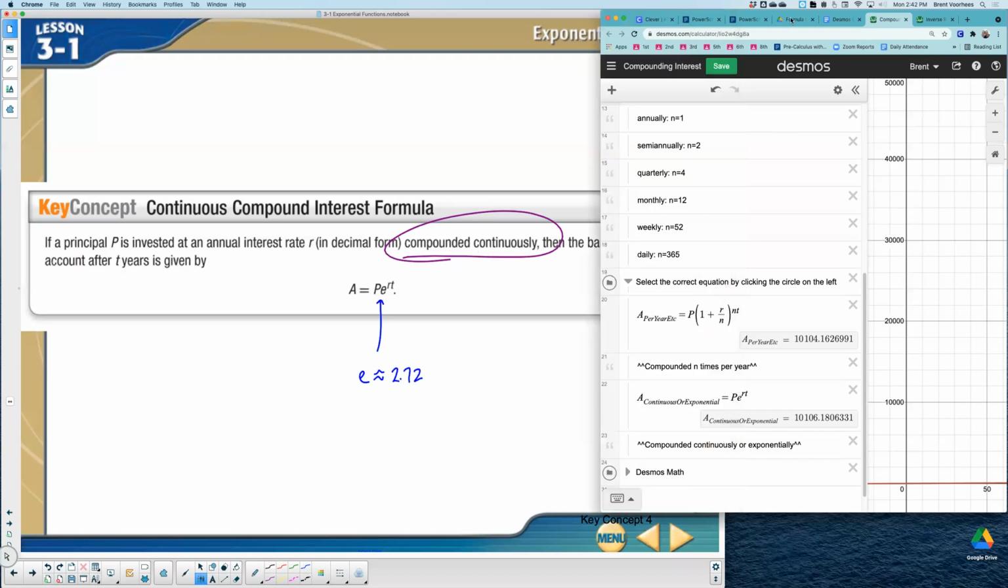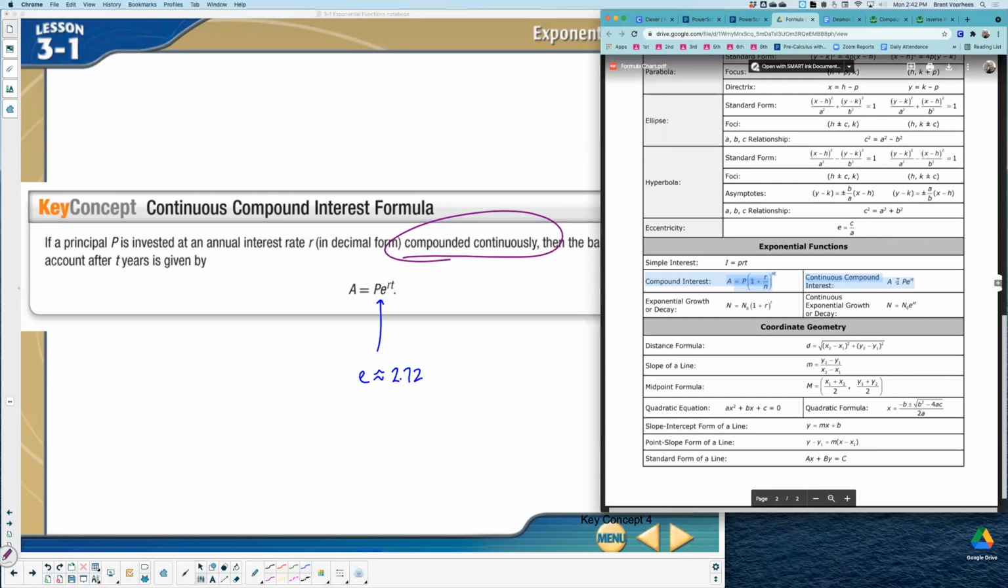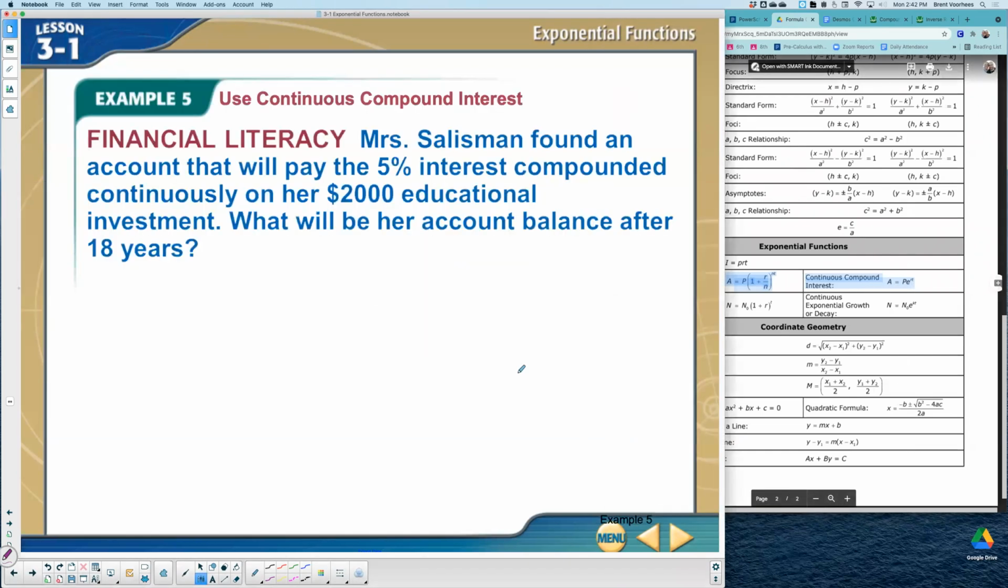On the formula chart, this is the formula on the right. If you know how many times it happens per year, you use the formula on the left. If something's happening all the time, continuous, or they might say exponential, that's what E stands for, you'd use the formula on the right. So let's go back to the same problem. This time, what should our rate be? Let's do 9%, just to compare it to our answer from part C.